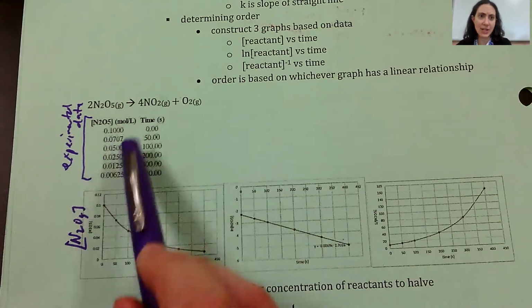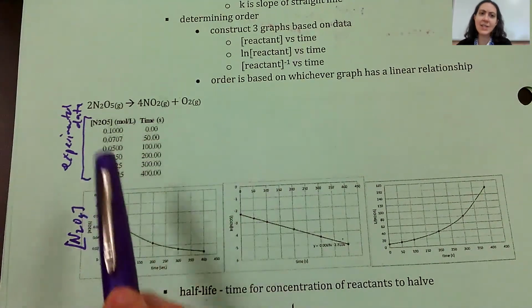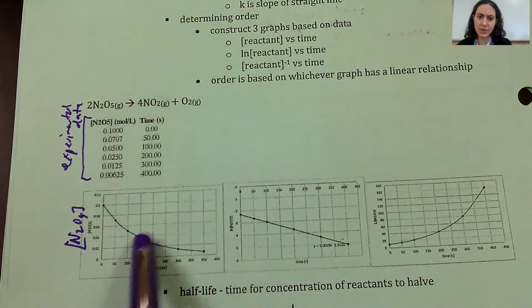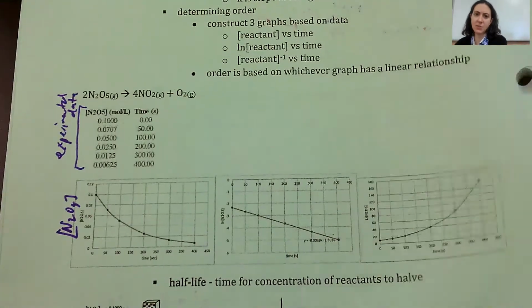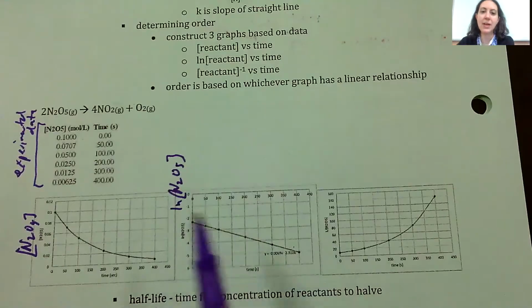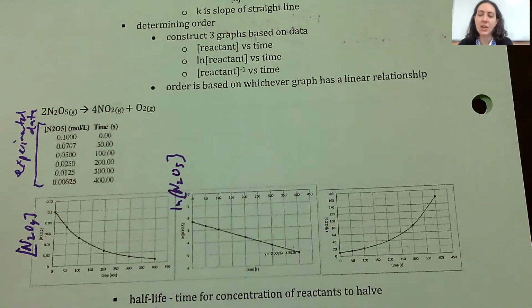The next thing I did was I took all of this data and I did the natural log of all of those numbers, and then I graphed that. So this one, again, you might not be able to see it. This is the natural log of that data versus time. This one has a straight line.